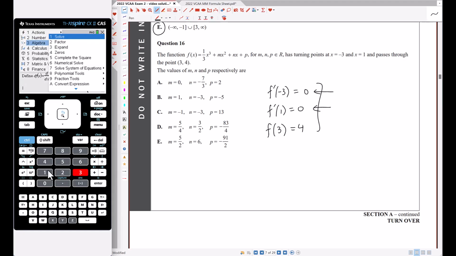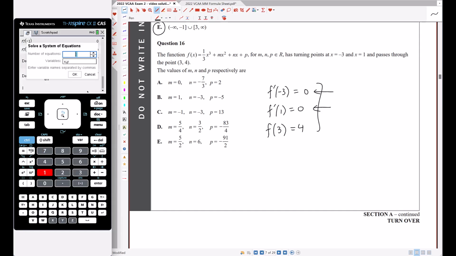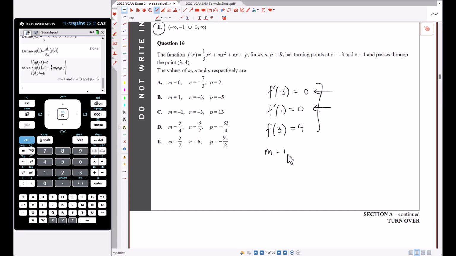So now I'm going to solve simultaneous equations. I have three equations. My unknowns in those equations are m, n, and p. And those equations are that the derivative of f at -3 is 0, that the derivative of f at 1 is 0, and that f at 3 is 4. And there we get m is 1, n is negative 3, and p is negative 5. So option B.